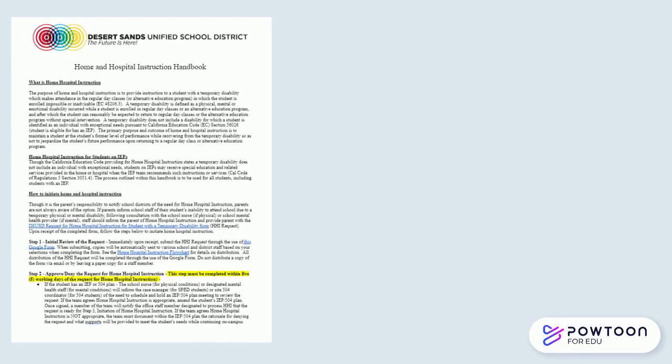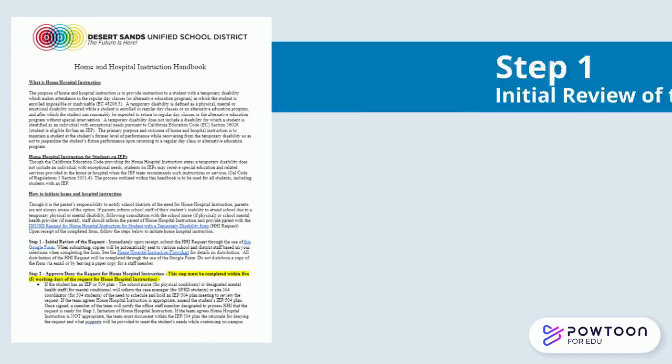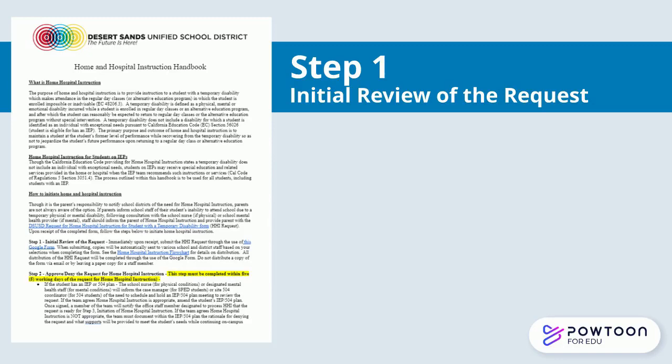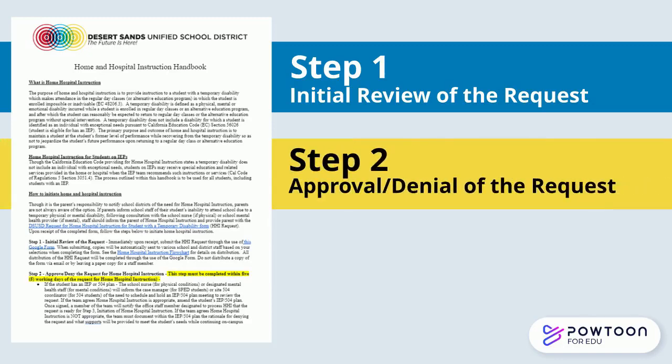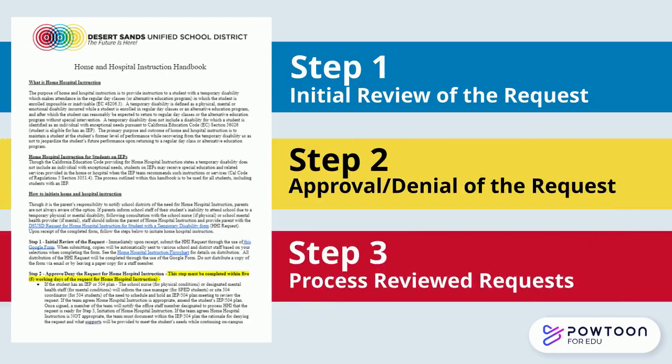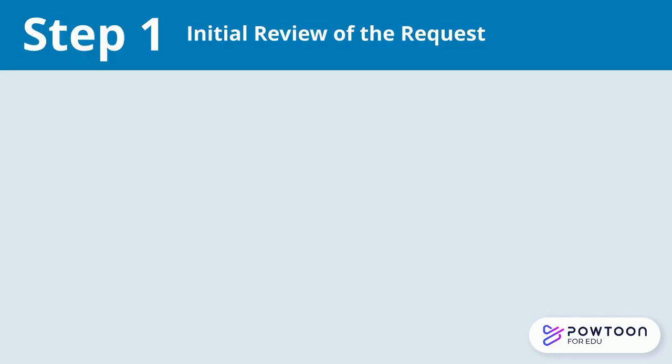The new Home Hospital Instruction Handbook contains the full instructions for responding to a request for home hospital. It breaks down the process into 3 steps. Step 1, initial review of the request. Step 2, approval or denial of the request. And Step 3, processing reviewed requests. Step 1, initial review of the request.